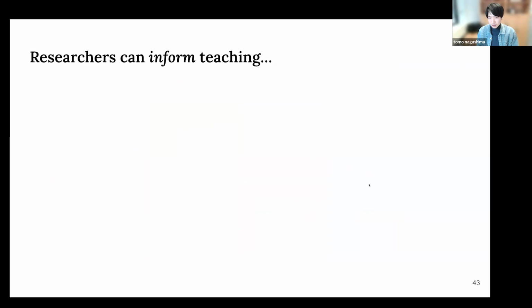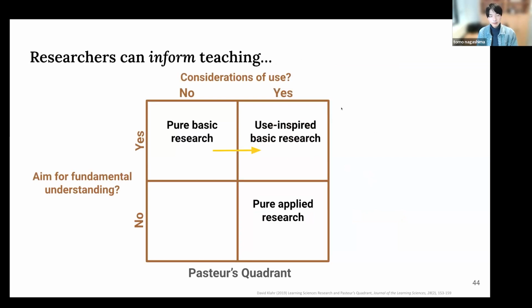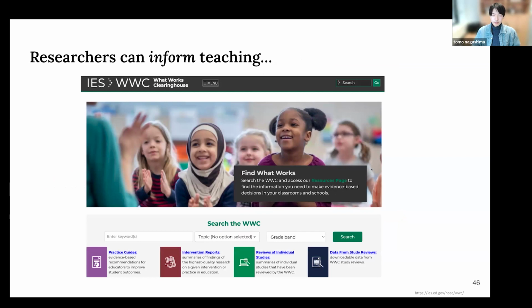And attempts have been made in the past from the researchers' side to translate what we know from basic research to inform what we can do in society, in the classroom, for example. For example, there are some resources that you can use online to inform your teaching.